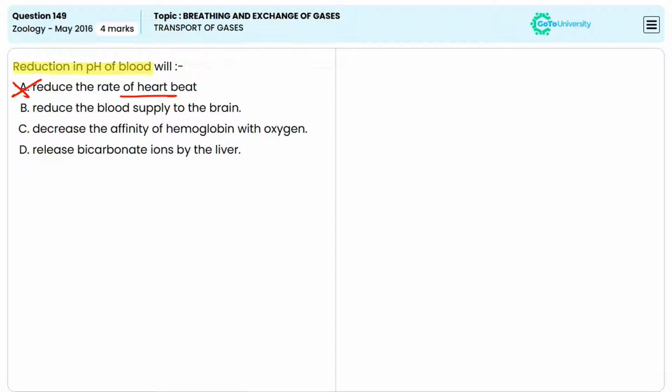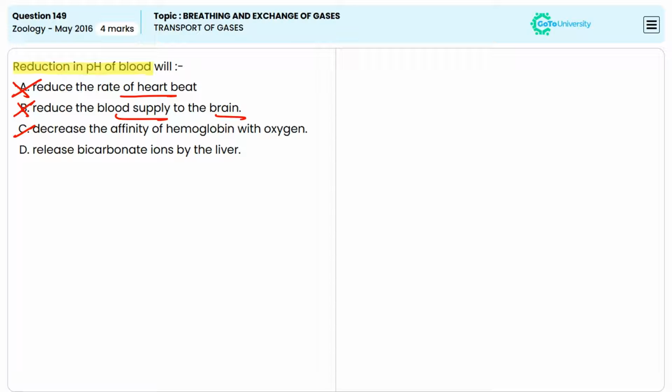So A is incorrect. B, reduce the blood supply to the brain. This is also incorrect because a decrease in pH can stimulate increased breathing to expel carbon dioxide and lower acidity. So the brain would actually receive increased blood supply due to the need for oxygen and the removal of carbon dioxide. So option B is also incorrect.